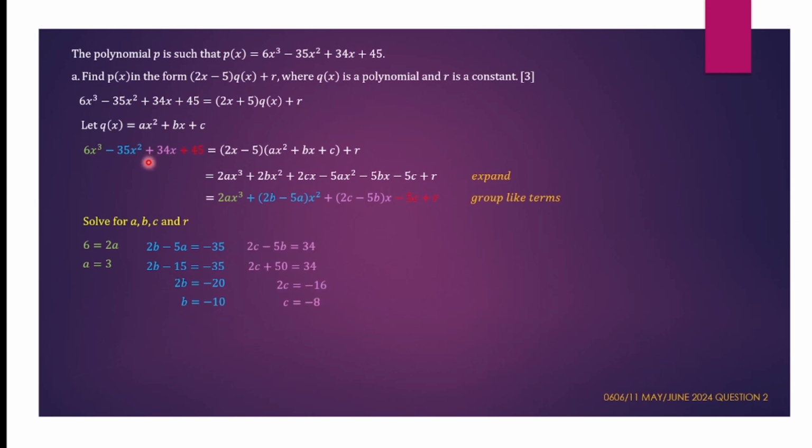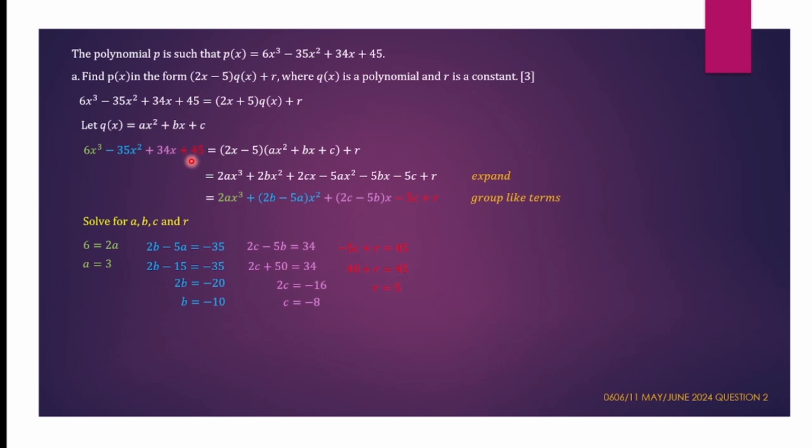And now we have 34x will be equal to (2c minus 5b)x. So we have 2c minus 5b will be equal to 34. And we know b equals negative 10. So put negative 10 here, which will give us 50. So now we can subtract 50 from both sides, and then we divide by 2. So c will be equal to negative 8.